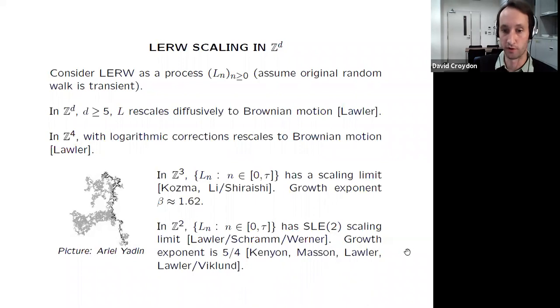And so this is what this growth exponent is representing. This exponent was identified in work of Rick Kenyon, but the strongest results in this area have been proved by Lawler and Viklund.